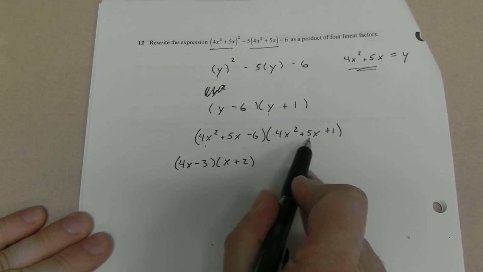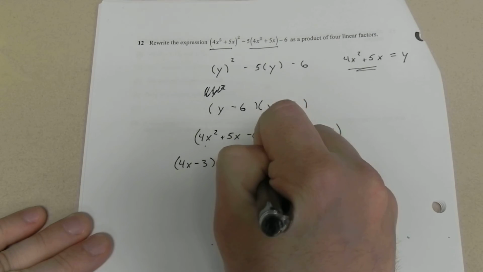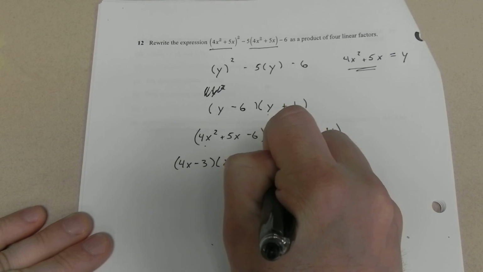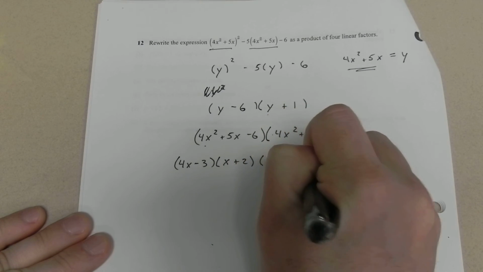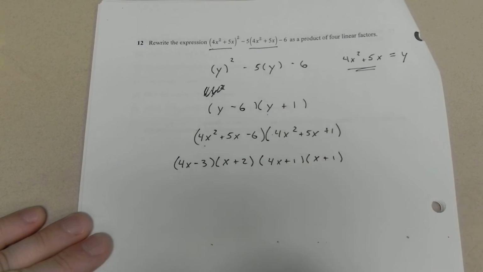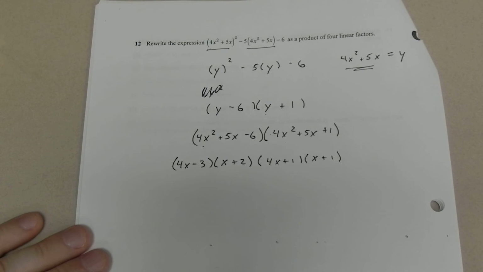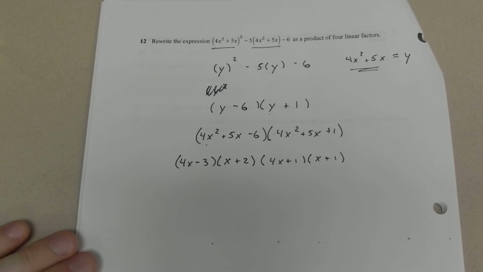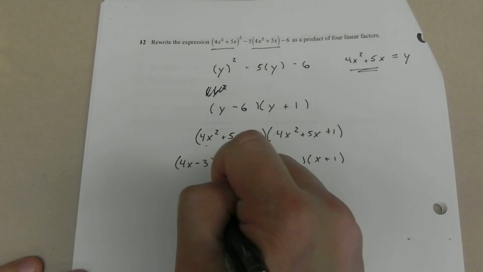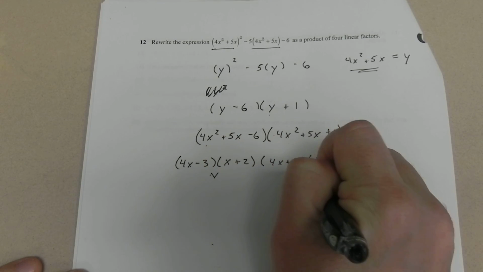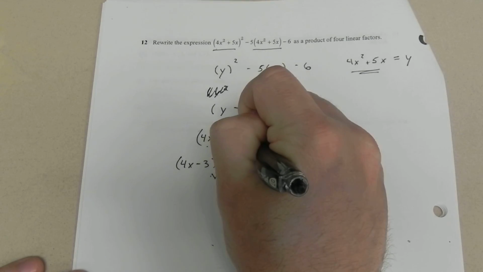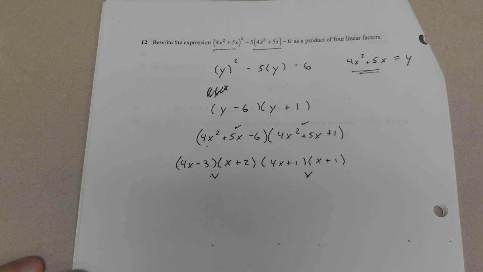I determined 4x squared plus 5x plus 1 will factor into 4x plus 1 times x plus 1. I've expressed the polynomial as a product of four linear factors. And you can verify this by multiplying these back out to make sure that they check to the original trinomials.